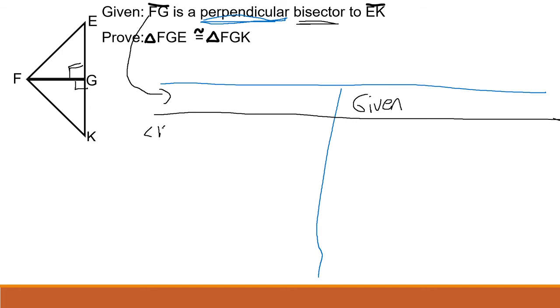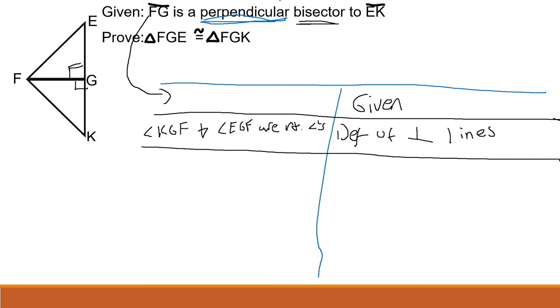So angle KGF and angle EGF are right angles. And that's by definition of perpendicular. Perpendicular lines, if you want to be specific. Definition of perpendicular lines. And it also is a bisector, right?